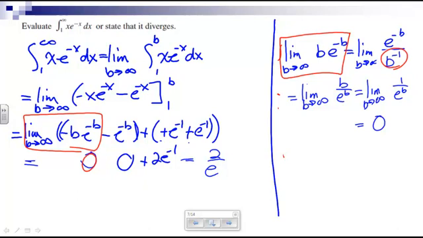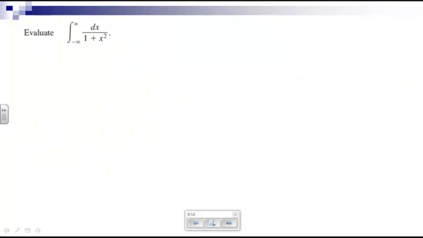Are you ready for a new problem? Yes. Here's a new problem. Okay, in pairs, please.